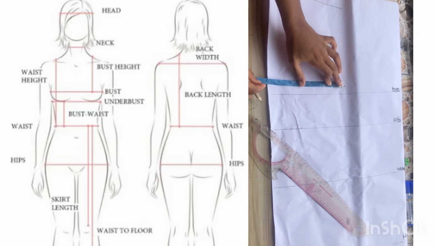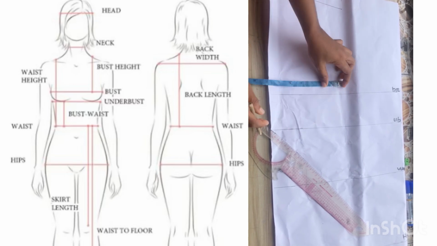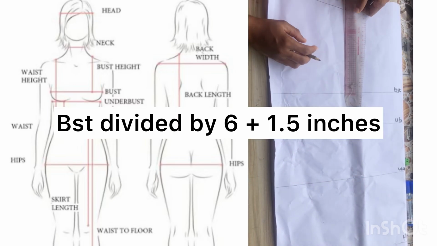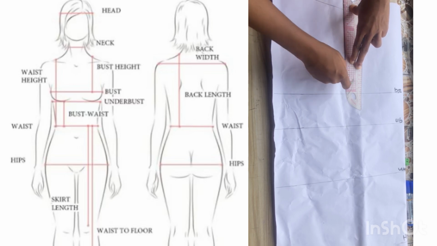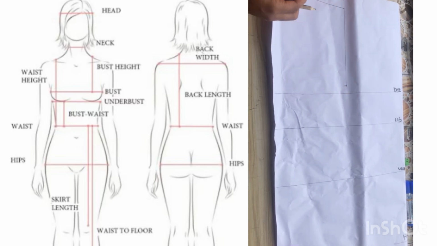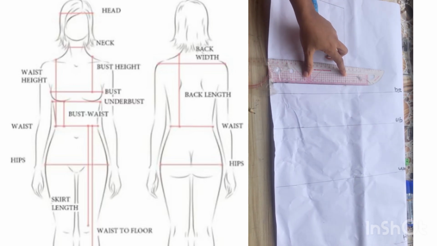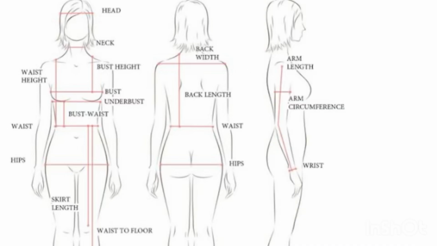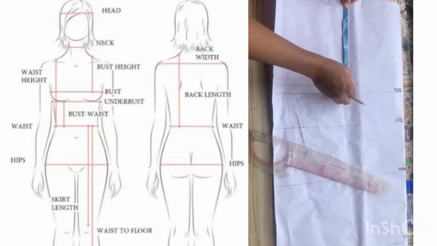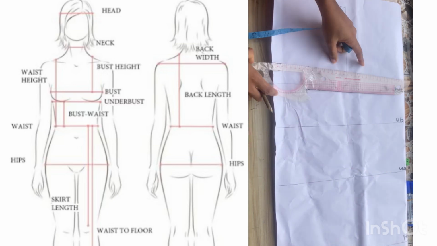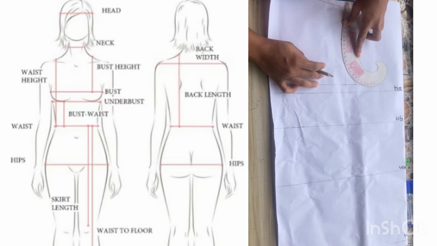The first method we know is your bust circumference divided by 6 plus 1.5 inches. Another method is your bust divided by 4, and whatever you have, you take out 1 inch from it. For example, my bust is 33 inches divided by 4. I have 8.3. If I take out 1 inch from it, I'll have 7.3. So that is almost the same as my bust circumference divided by 6 plus 1.5 inches. I still have 7 inches. With that, you're going to use that measurement to cut out or mark out your armhole.